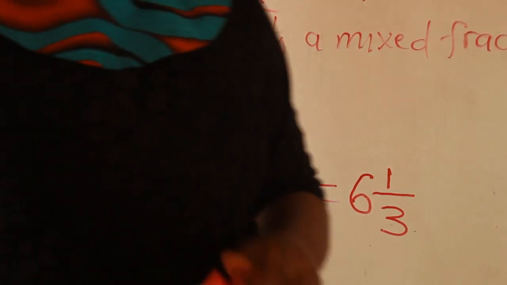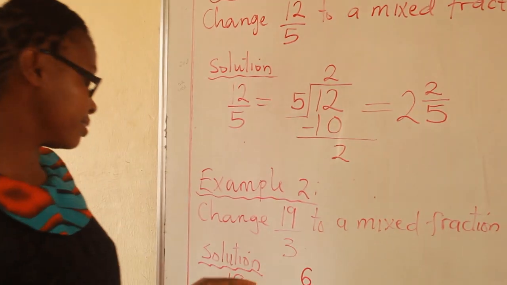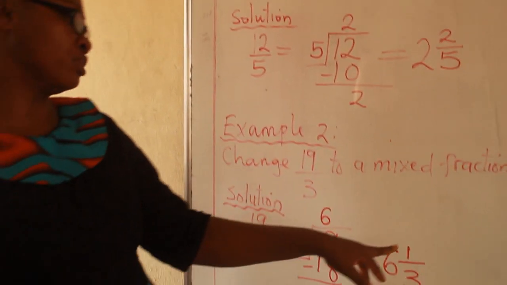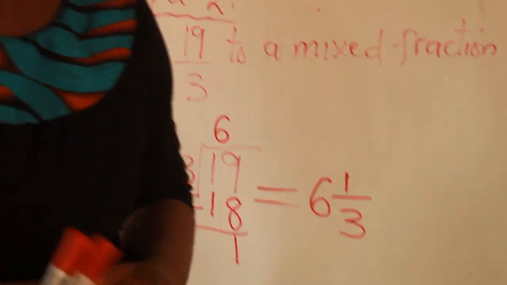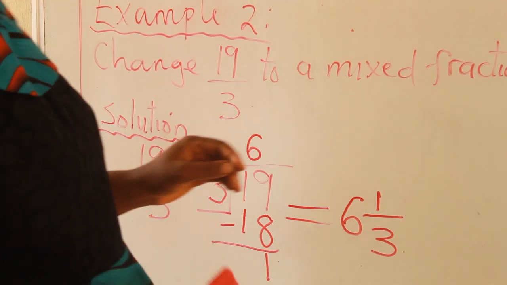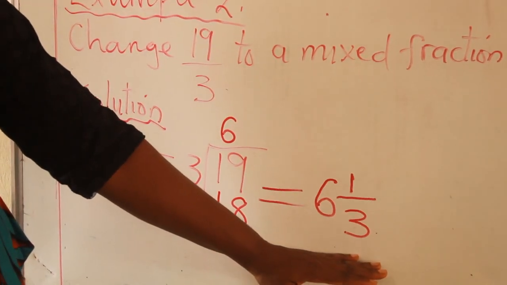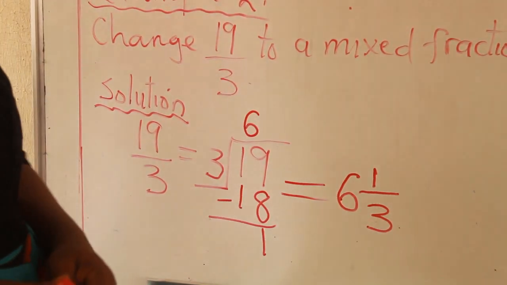Remember, I taught us in class in Slick Angels International School that a proper fraction is that fraction in which the numerator is smaller than the denominator. Okay, so we have our answer here. 6 whole number, 1 over 3.